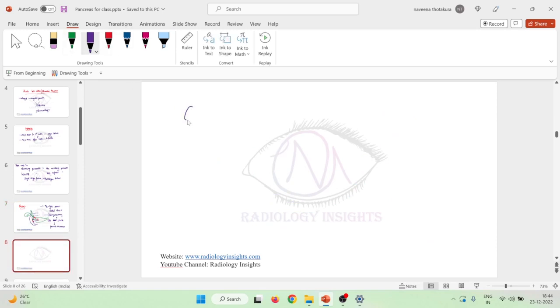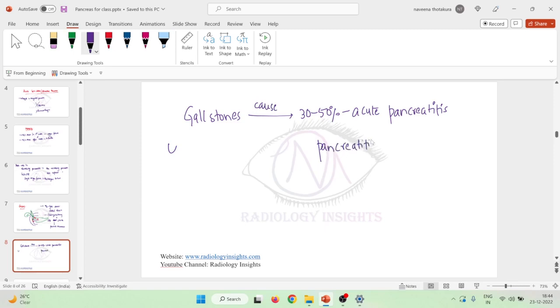One more important thing is that if the patient already has gallstones, these gallstones will cause pancreatitis in 30 to 50% of cases. Whereas if you see a patient with pancreatitis and check whether the patient has gallstones or not, only 3 to 7% of patients with pancreatitis will have gallstones. So gallstones will cause 30 to 50% of pancreatitis, but only 3 to 7% of pancreatitis will result from gallstones.